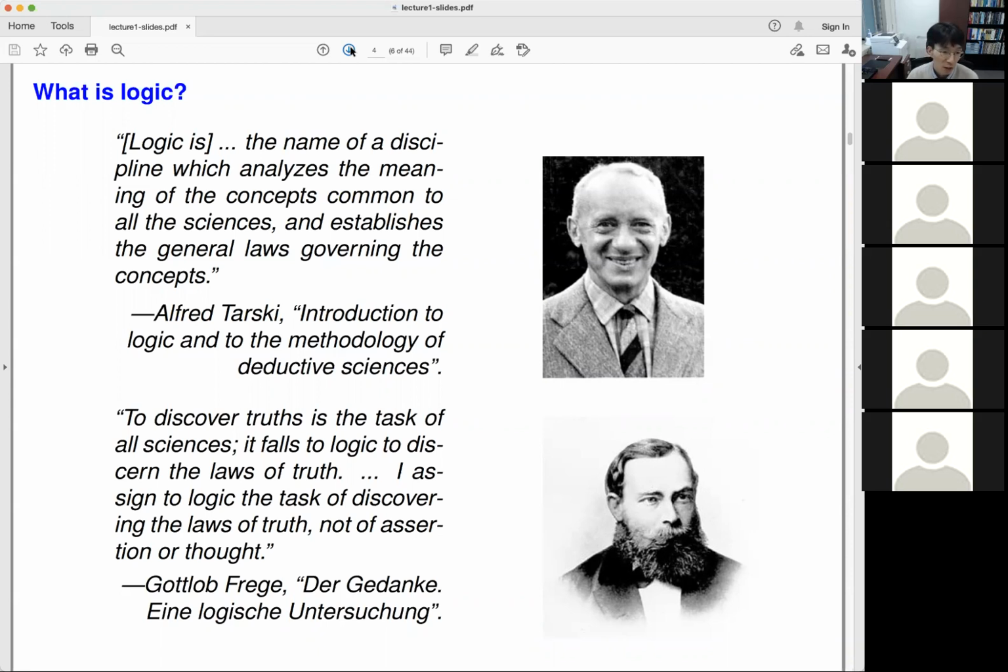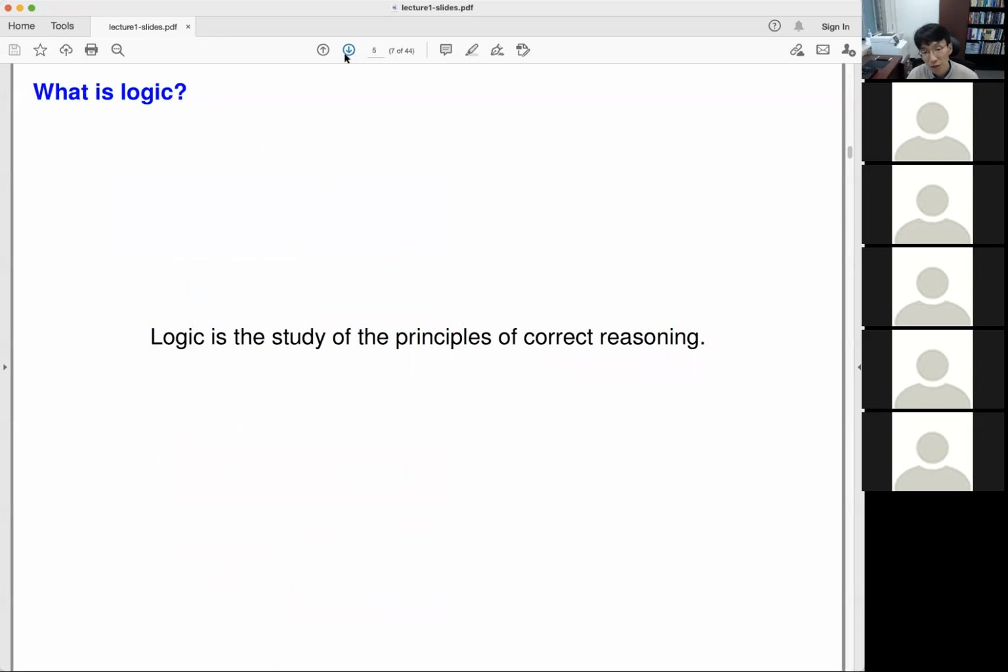Okay? And then he said logic is not really about specific facts. It's more about studying these laws of truth. Essentially, these two people are really saying logic is the study of the principles behind correct reasoning.